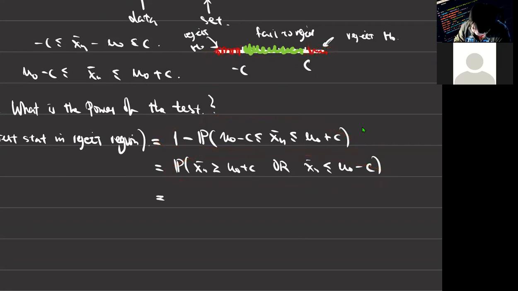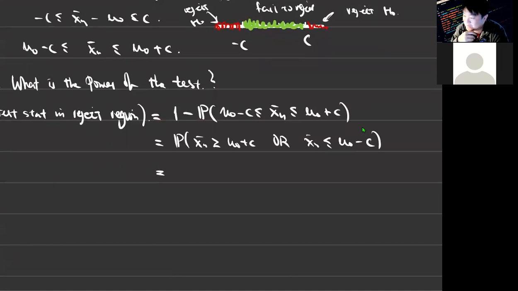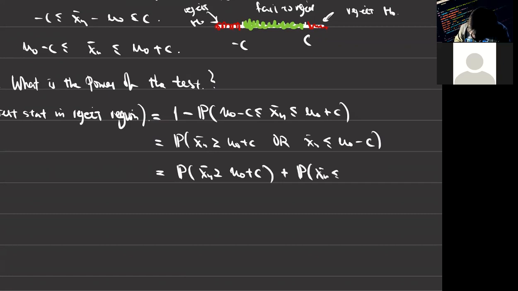So now this "or" is just English, so it's not really rigorous. So I'm going to write it out a little bit more rigorously by using actual math notation. So that is going to give us the probability of X̄n greater than or equal to mu naught plus C, plus the probability of X̄n less than or equal to mu naught minus C.